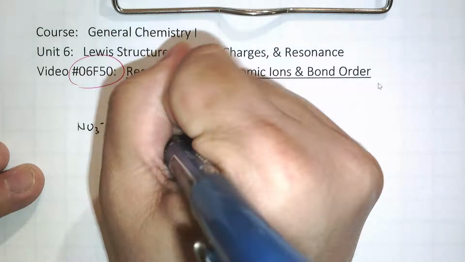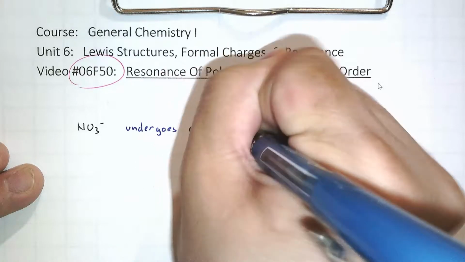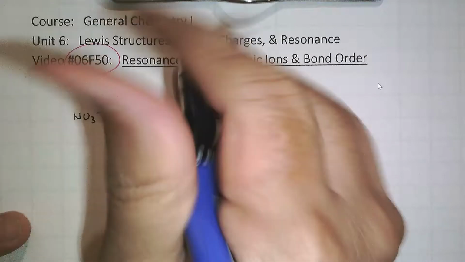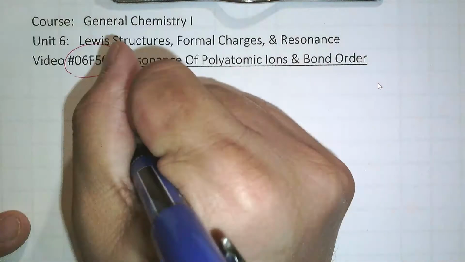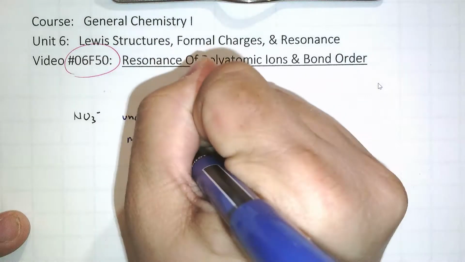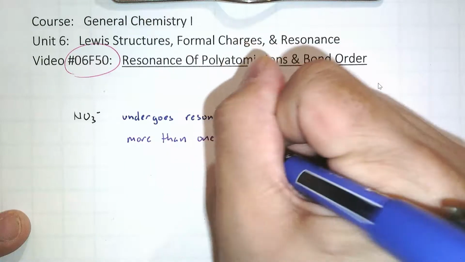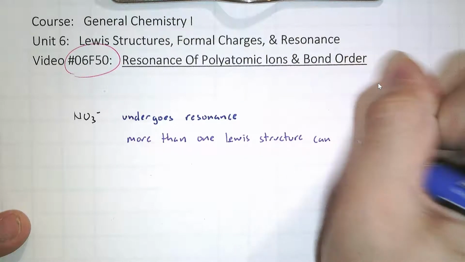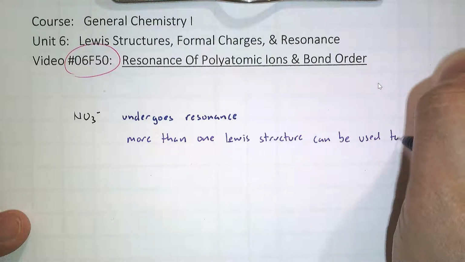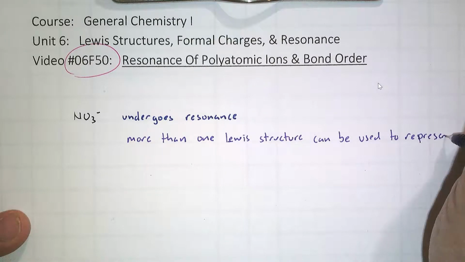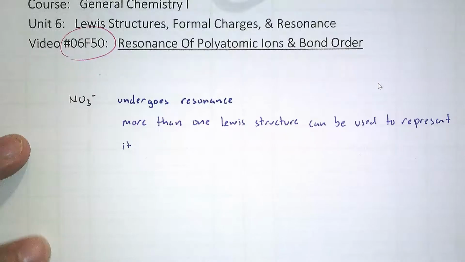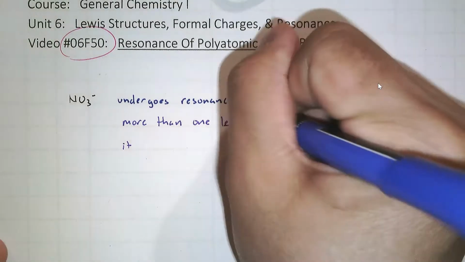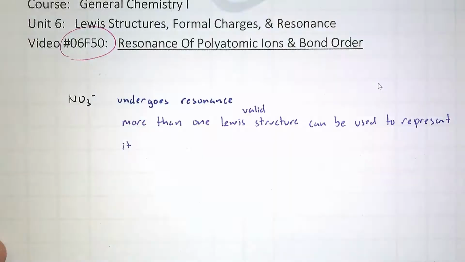So what does that mean? It means that if a molecule undergoes resonance, more than one valid Lewis structure can be used to represent it. And those structures are valid.